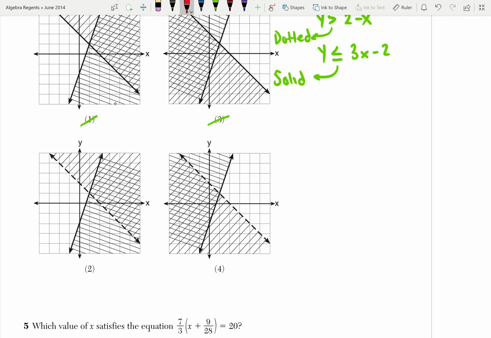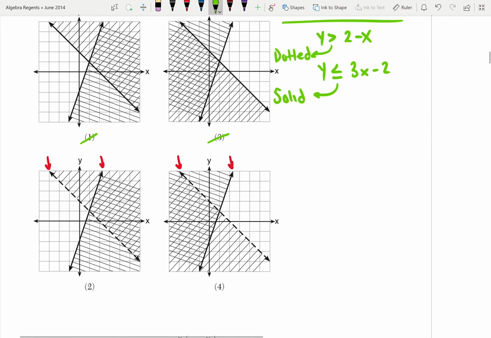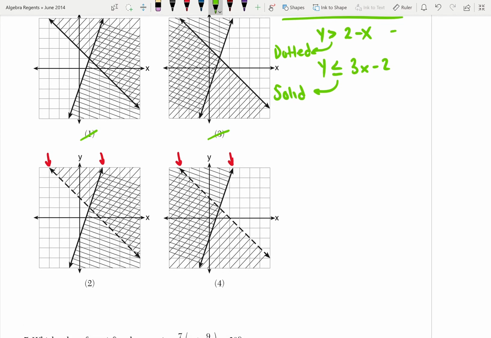In each of these, the same line is dotted and the same line is solid. So we can safely assume that the dotted line represents the first inequality that we have up here, and the solid line represents the second inequality that we have here. For the first inequality, which is our dotted line, it tells us that y is greater than. When it's greater than, you shade above that line. And that's what we have on option 2. We have shading above that dotted line.